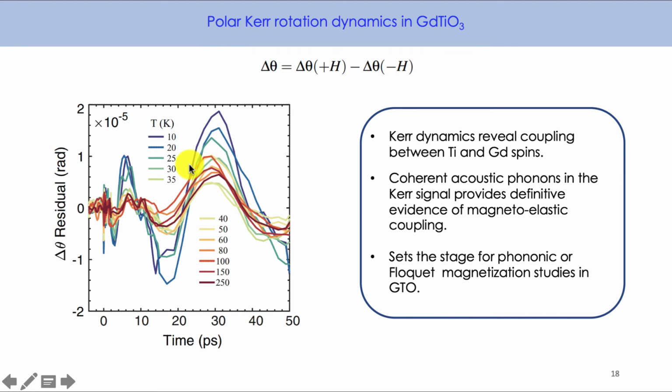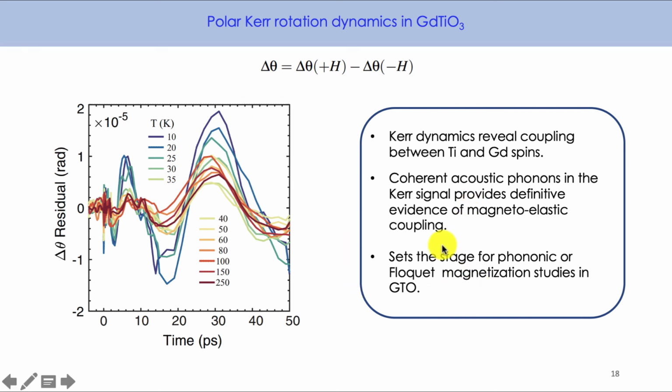And so this really shows that these coherent acoustic phonons in the Kerr signal provide definitive evidence of magnetoelastic coupling. And overall, these Kerr dynamic measurements have provided us some interesting information about the coupling between the titanium and gadolinium spins. So this sets the stage now that we have an understanding of what happens when you change the magnetization of the system in terms of what the Kerr signatures are.